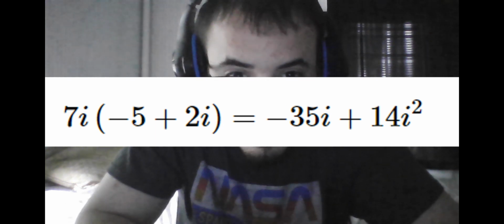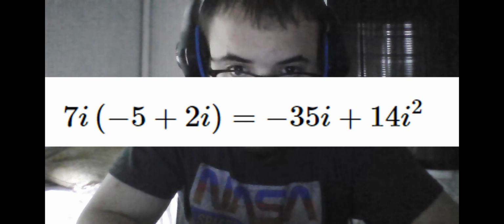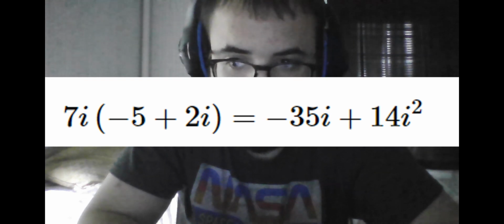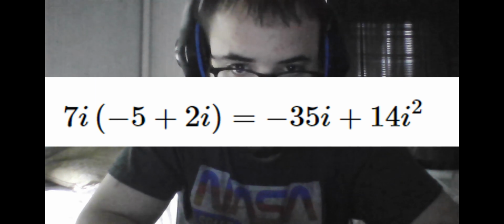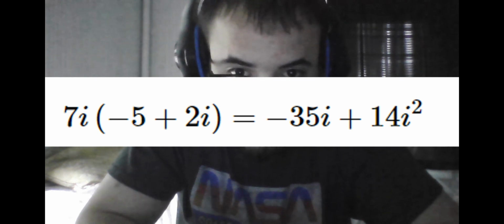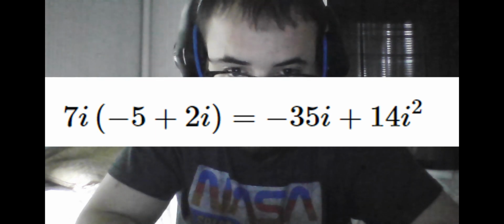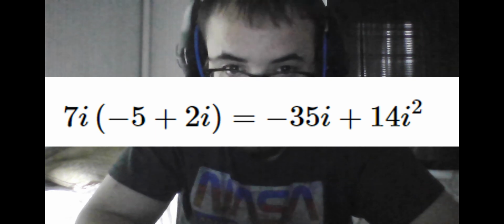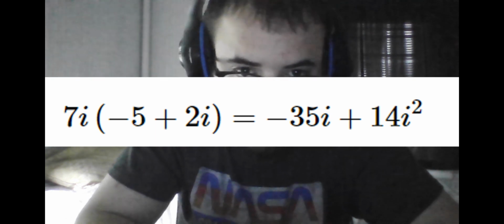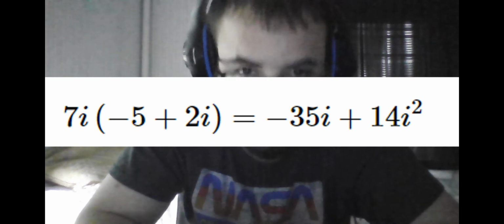For example, if we are asked to simplify this, we would distribute the 7i. We would get -35i plus 14i squared. But since i squared is specifically defined as -1, we have 14 times -1, which means we have -14 as our real part of the complex number, and -35i as our imaginary part of the complex number, and we conclude that this is our simplest answer.